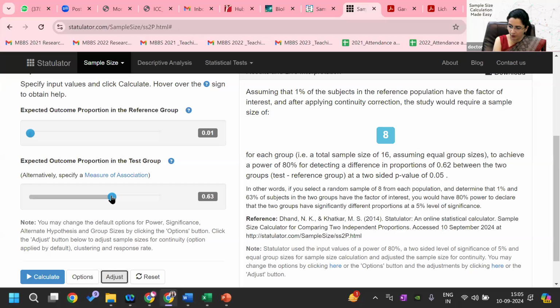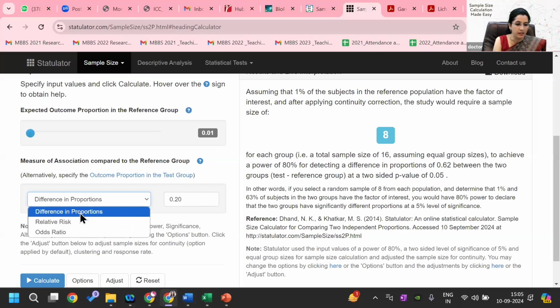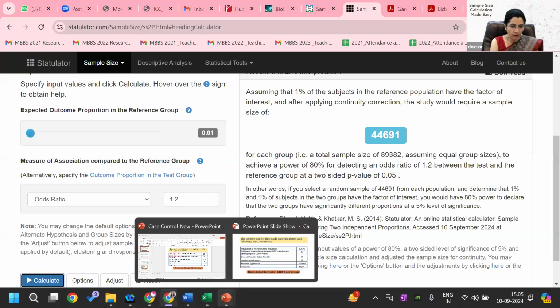And then measure of association, if you click this measure of association, then you will see three things here: difference in proportion, relative risk, or odds ratio. So since I'm using odds ratio, odds ratio was 1.2. So if you click this, you can see it is 44,691. So since the prevalence is so low, you need to take these many samples in your study.